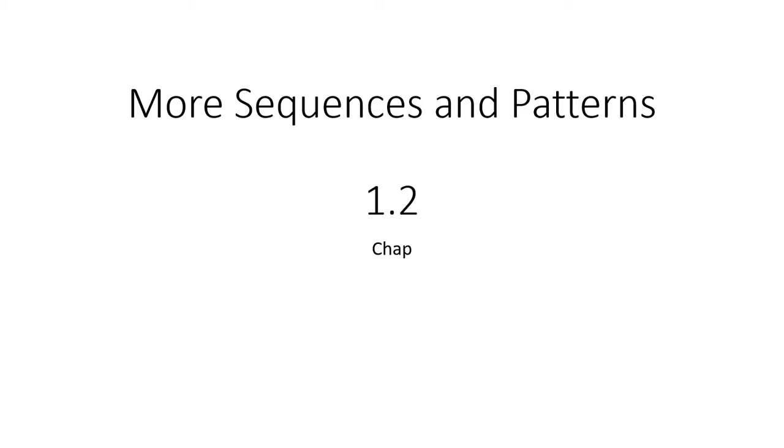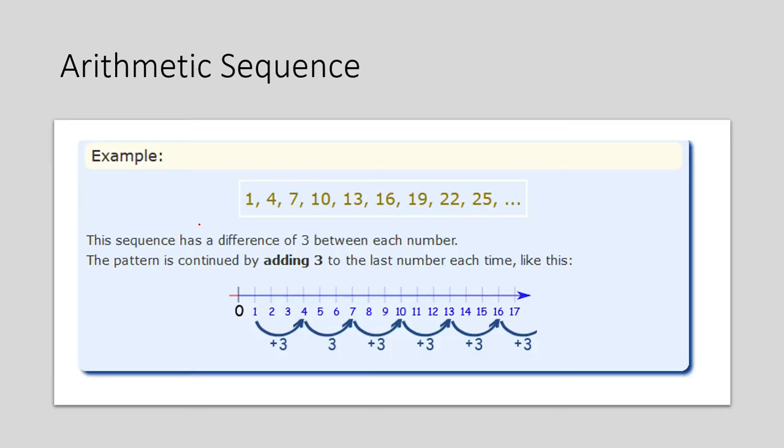In this section, we're going to look at more sequences and patterns. Section 1.2. The first type of sequence is arithmetic sequence, and that's a sequence with a common difference.